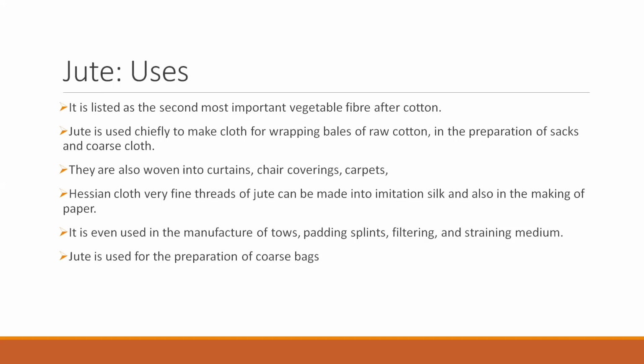It is used in the preparation of sacks and coarse cloth. A very thick cloth is known as coarse cloth. They are also woven into curtains. You can also find curtains of jute, chair coverings, even carpets. Then hessian cloth; very fine threads of jute can be made into imitation silk. This resembles silk, and jute is also used in making paper. It is even used in the manufacturing of towels, stitches, chupas, padding, splints, filtering and straining media. It is also used for the preparation of coarse bags.